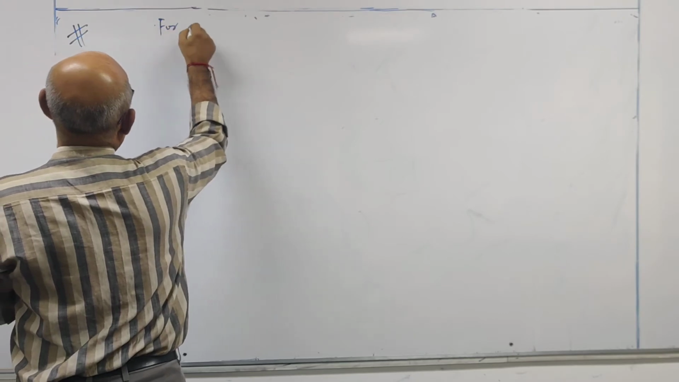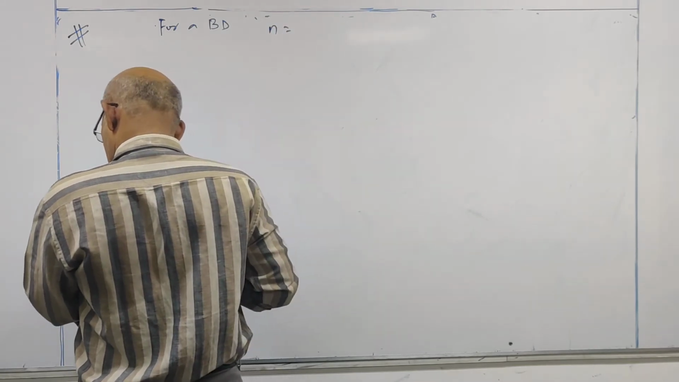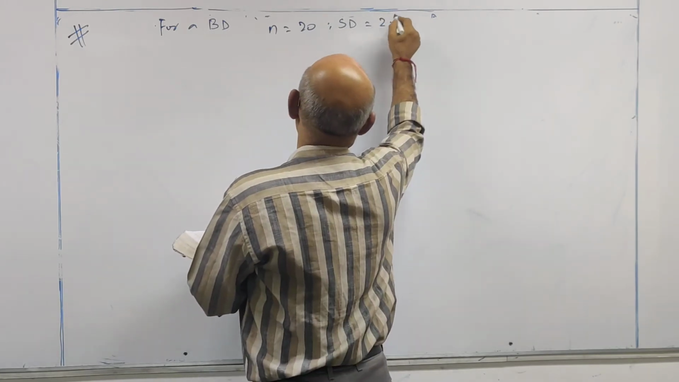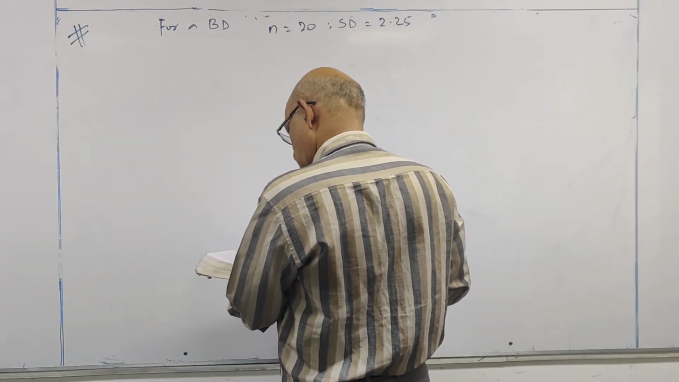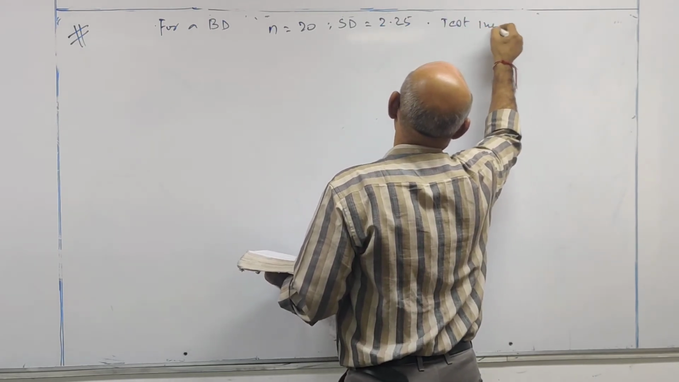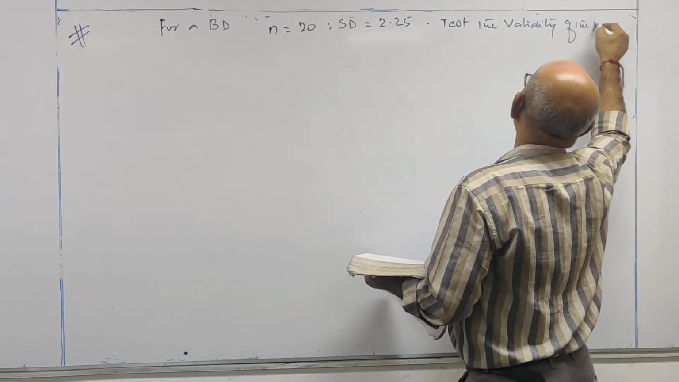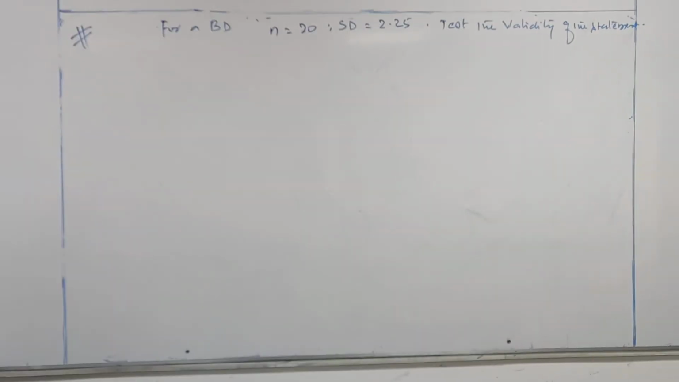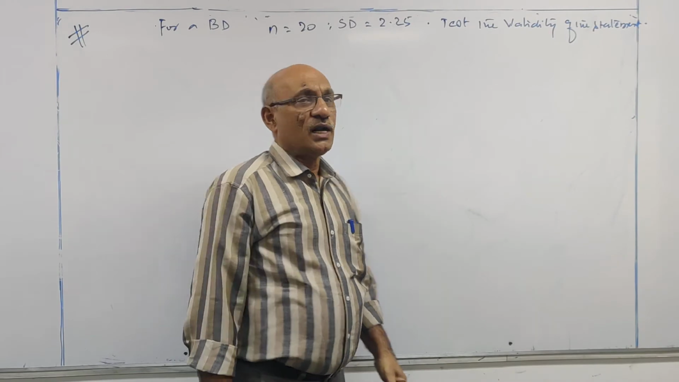For a binomial distribution, n is equal to 20, standard deviation is equal to 2.25. Test the validity of the statement. Now you have to identify whether the statement is true or not.